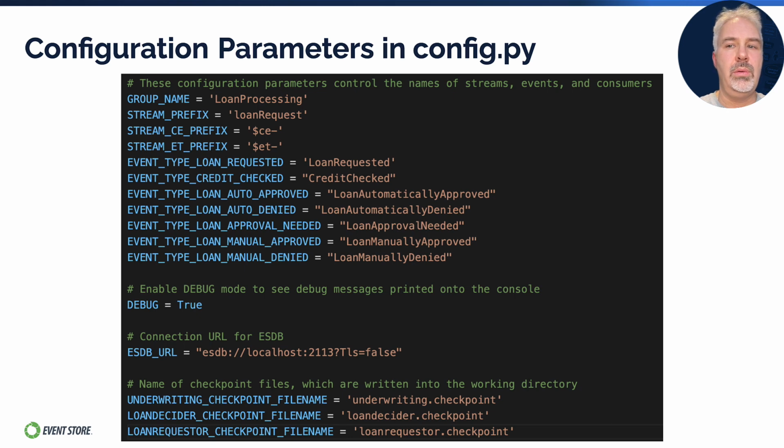For this video, we'll only need a few common parameters. The stream prefix will allow us to standardize the stream to which we will be appending. The event type loan requested will be used to initiate loan requested events and start the process of applying for a loan. The debug parameter will allow you to spit out extra detail when the code is executed. And the ESDB URL ensures all our scripts reference the same database service.